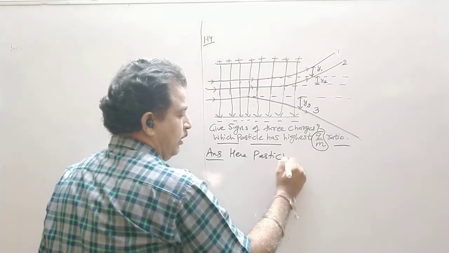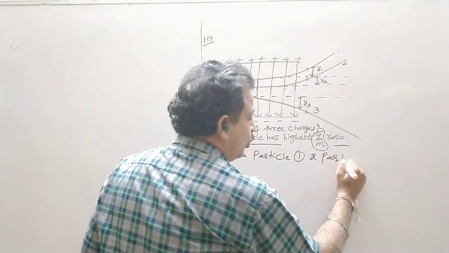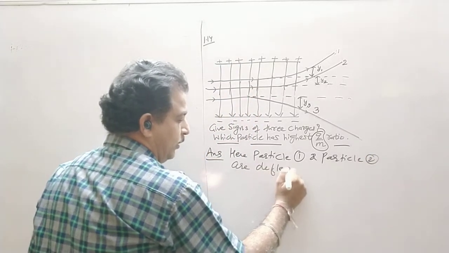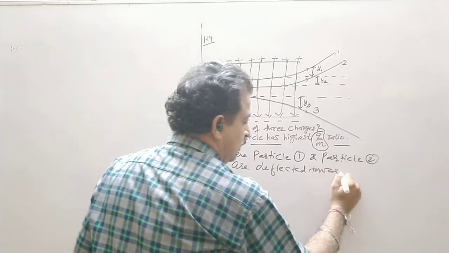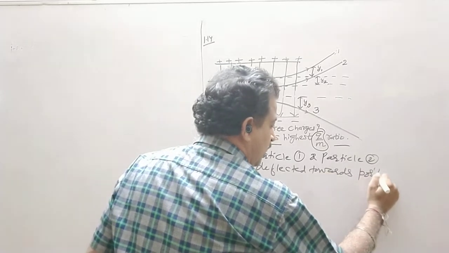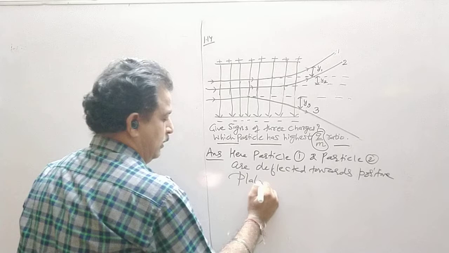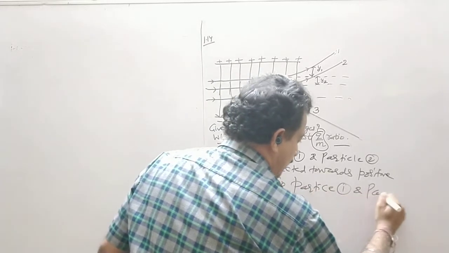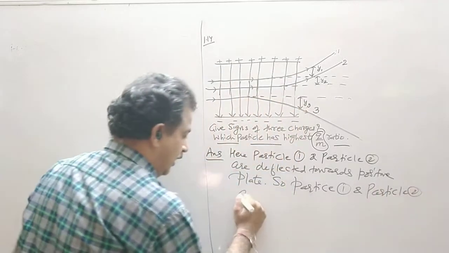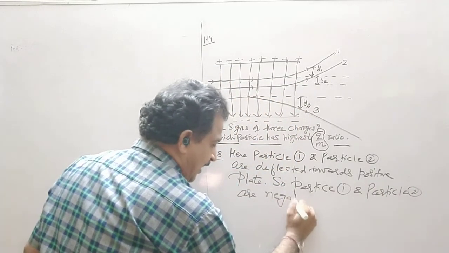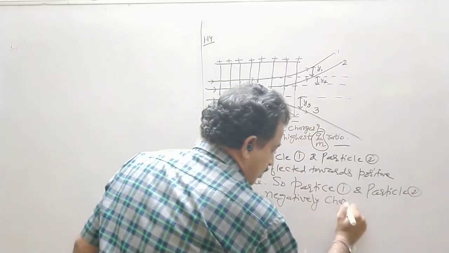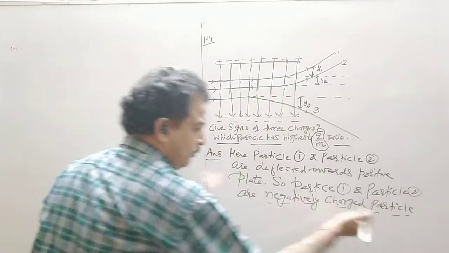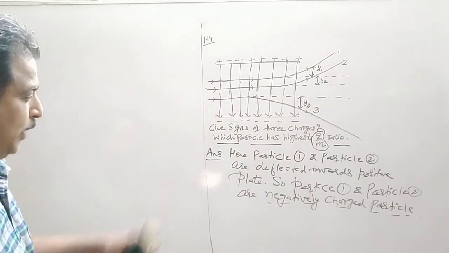Particle 1 and particle 2 are deflected towards the positive plate. So particle 1 and particle 2 are negatively charged particles. So this is an MCQ based question, but if it comes in theory, then we have to write this.